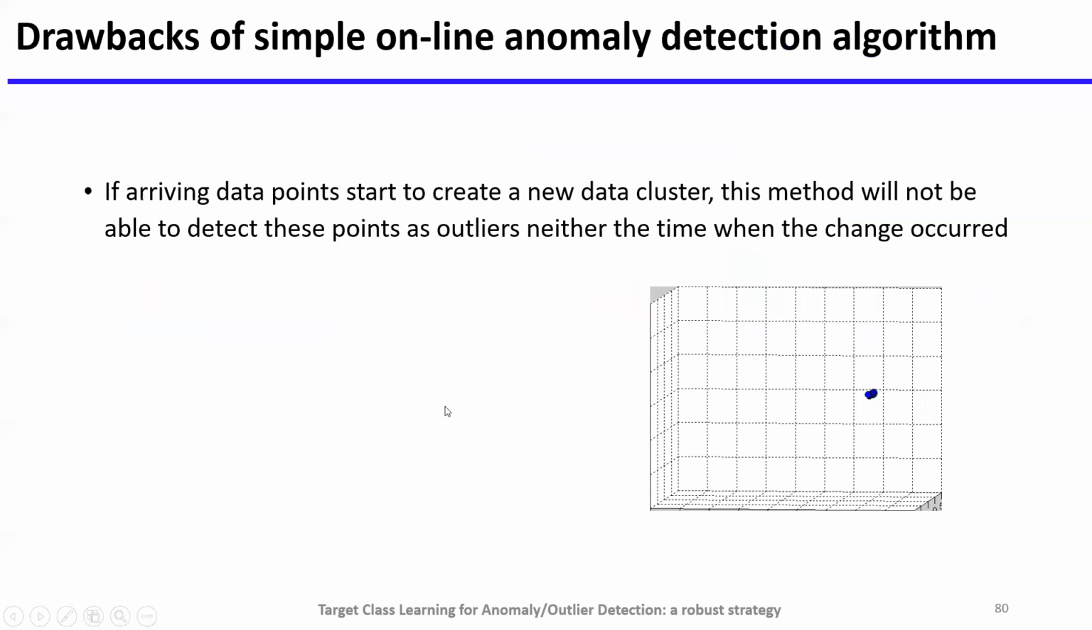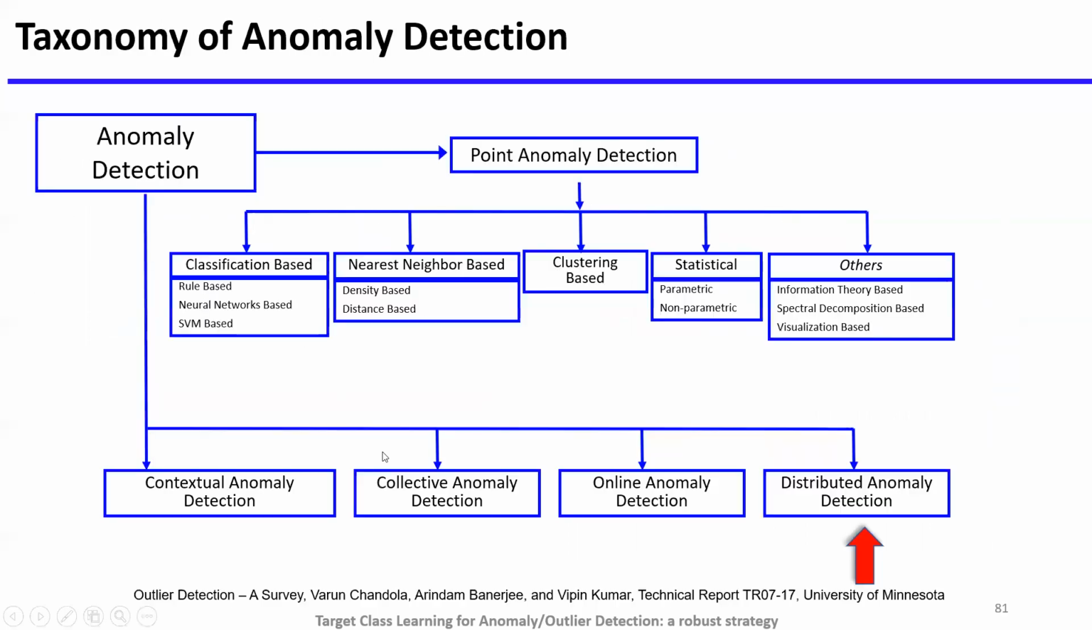So there is a drawback of online anomaly detection algorithm. Sometimes what will happen, whenever we are having some surprising data points, and if the surprising data point starts to create a new cluster, this method will not be able to identify this as an outlier, and that becomes a little difficult.